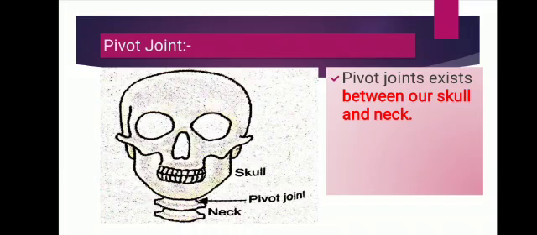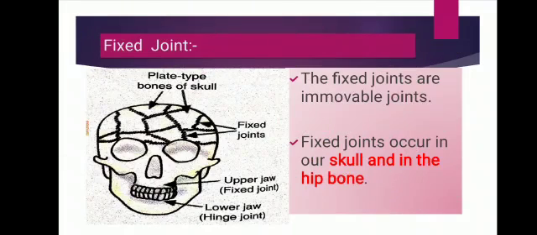Now next is about the fixed joint. Fixed means an immovable joint. In some joints, the bones are held so tightly together that they cannot move at all. Such joints are called fixed joints. They are immovable joints, and the function of a fixed joint is to provide strength and support to the body and to protect delicate organs like the brain, which cannot withstand any kind of deformation.